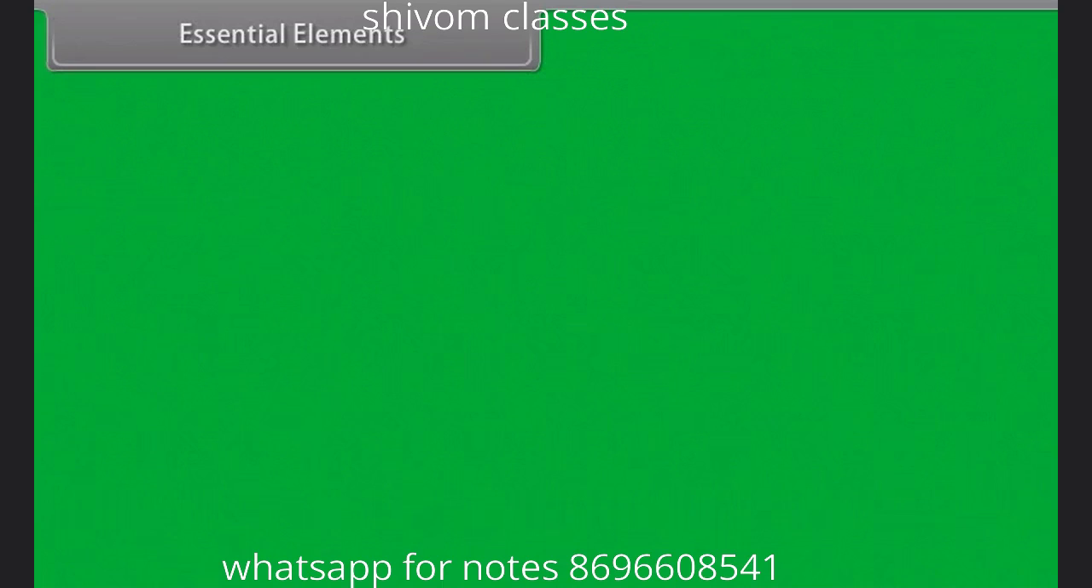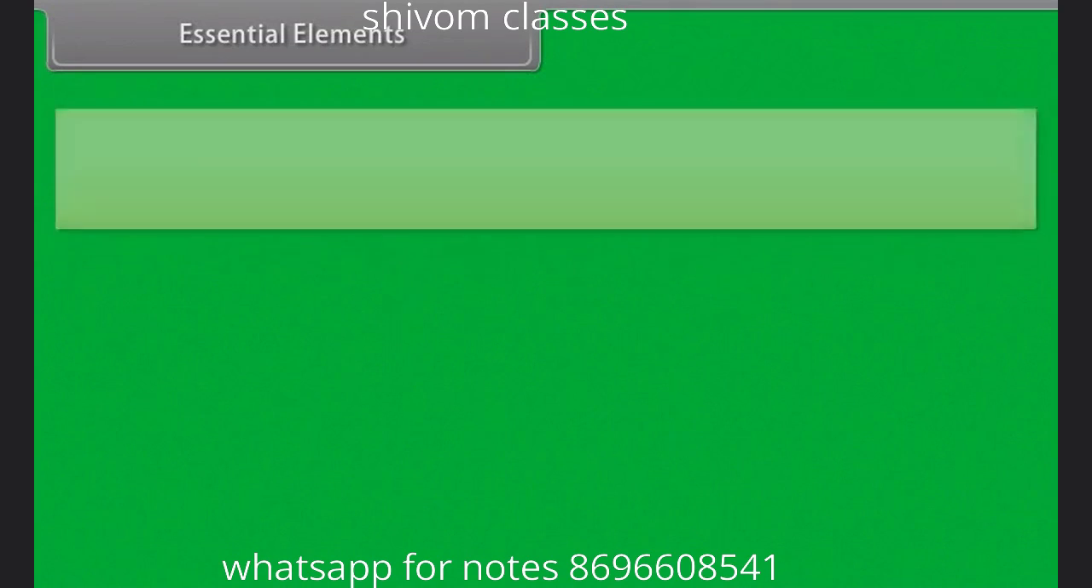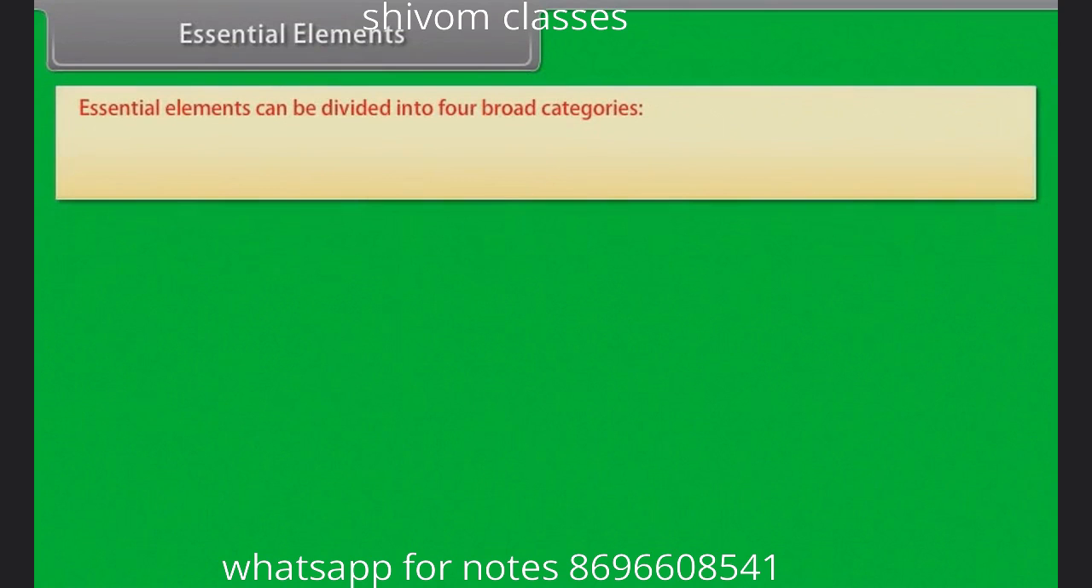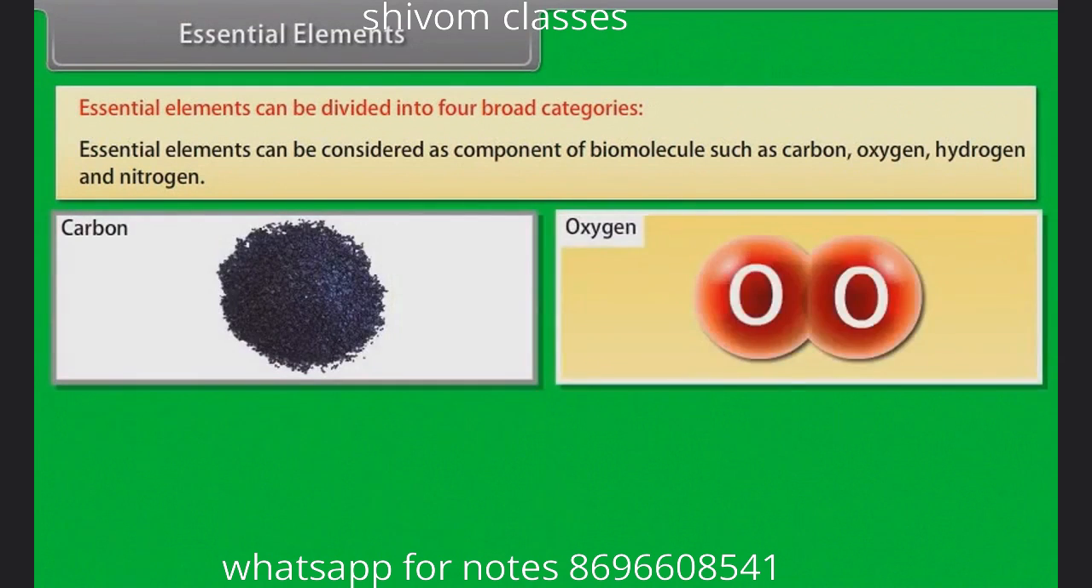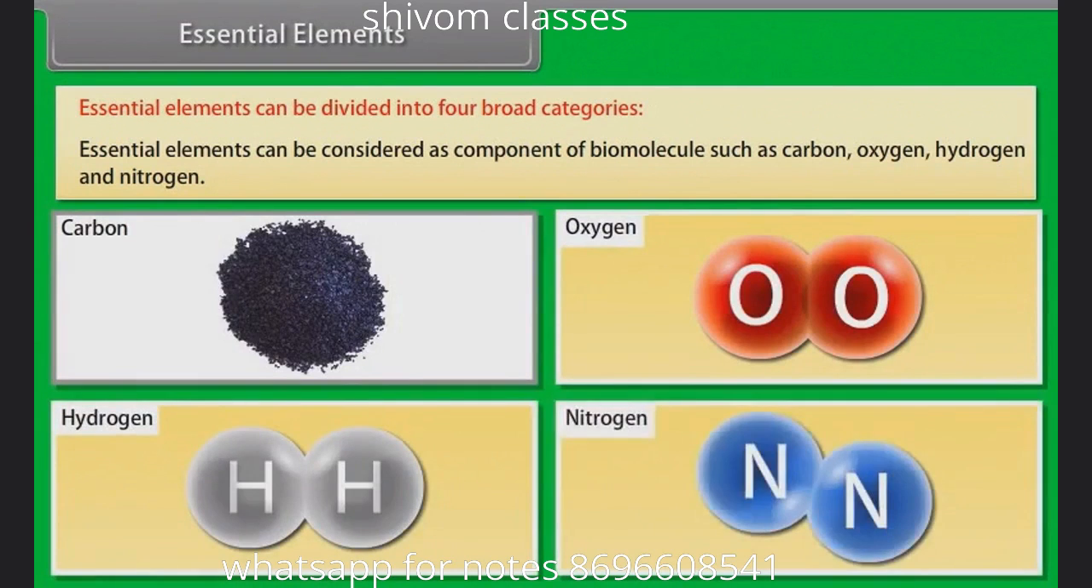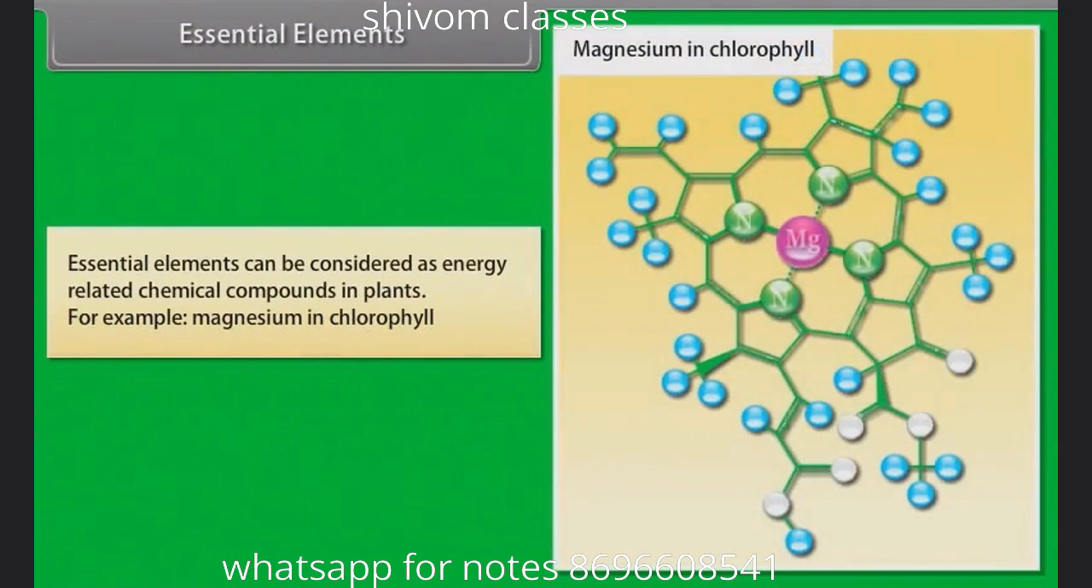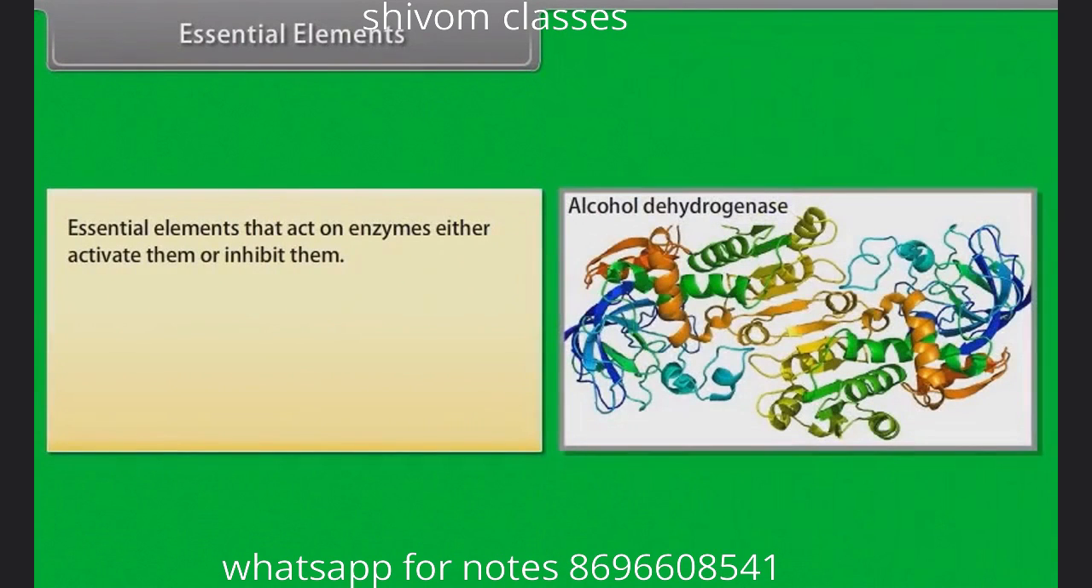Essential elements. Essential elements can be divided into four broad categories. Essential elements can be considered as components of biomolecules such as carbon, oxygen, hydrogen, and nitrogen. Essential elements can be considered as energy-related chemical compounds in plants, for example, magnesium in chlorophyll. Essential elements that act on enzymes, either activate them or inhibit them.